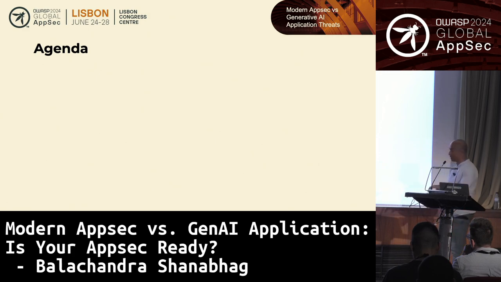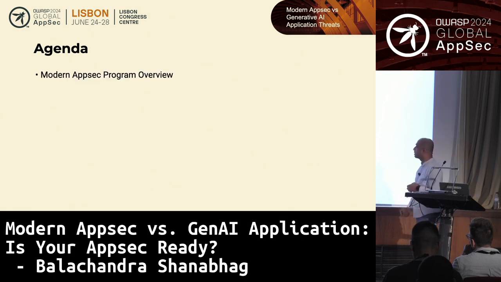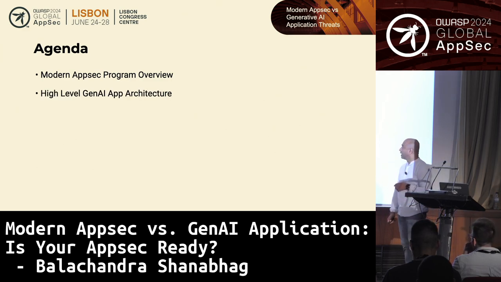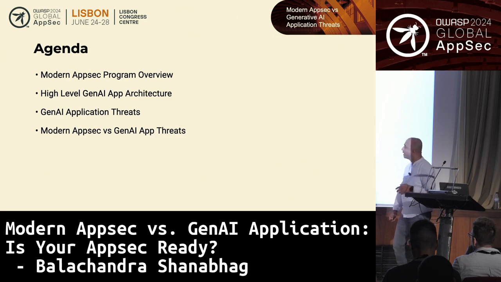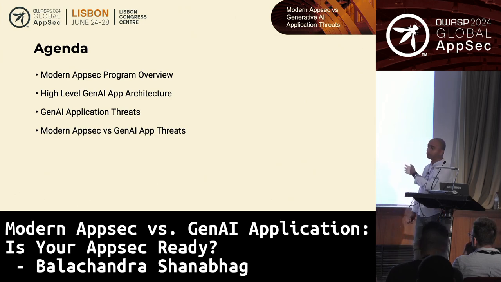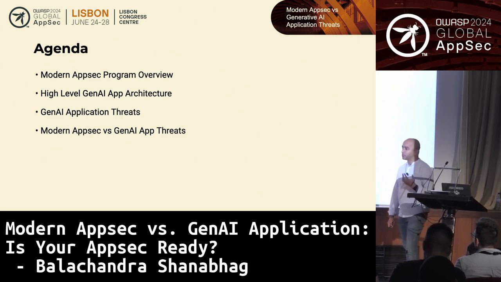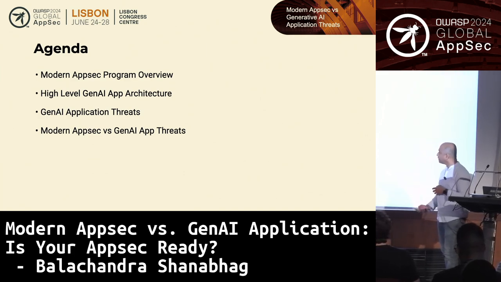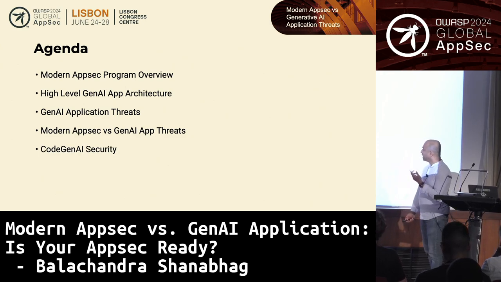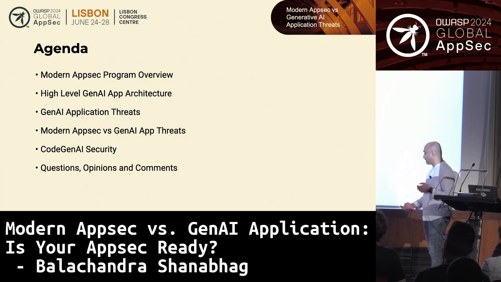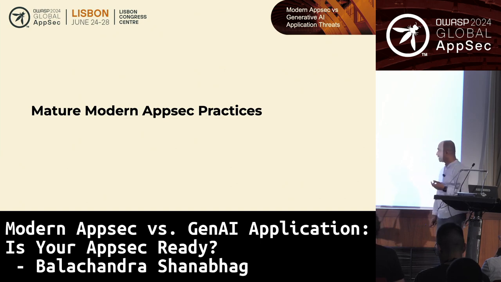I've spent 5 minutes, so in the next 40 minutes, here is what we're going to talk about. First, we'll look at what a modern AppSec looks like. Then a high-level generative AI architecture. Next, mostly the OWASP LLM Top 10 from version 1.1. I'm sure there is a 2.0 survey going on, and everybody should participate in it with their inputs. Then I'll compare how modern AppSec and these threats fare against each other. Then I'll spend some time on securing the code generated from generative AI. Then I'll pause for questions, opinions, and comments.